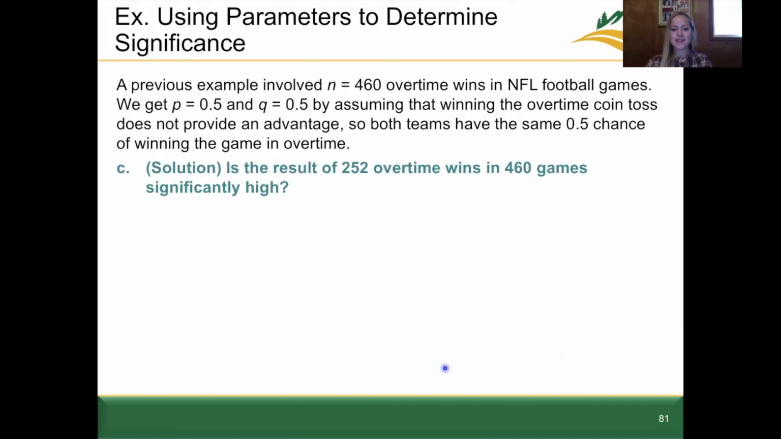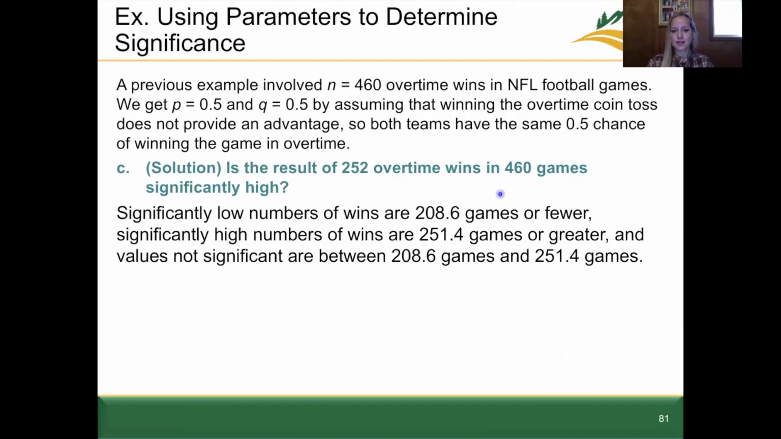Now back to part C, which is a question we did answer previously using concepts of probabilities rather than the mean and the standard deviation. Here we're going to use the mean and the standard deviation and that range rule of thumb to determine significance. From what we just figured out in part B, we have how we classify a significantly low number of wins and how we classify a significantly high number of wins. So values in between this, 208.6 and 251.4, the values in between those are not considered significant.